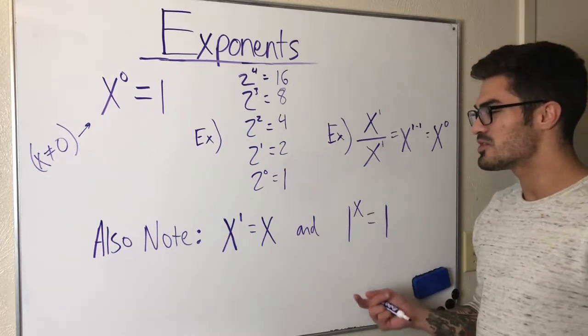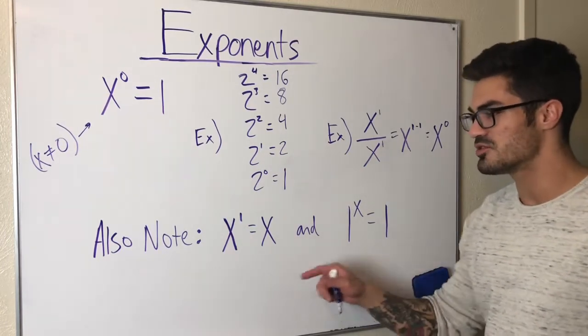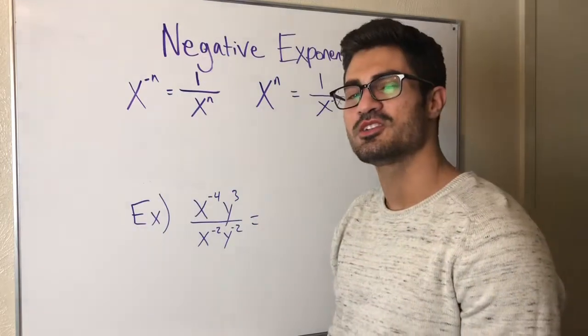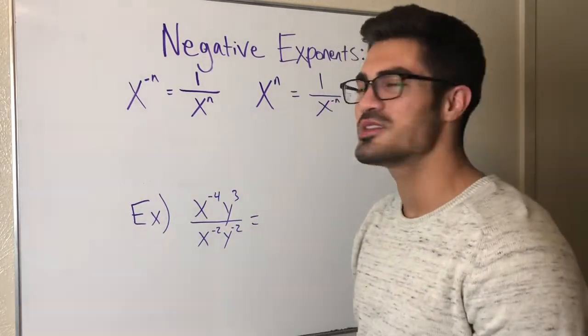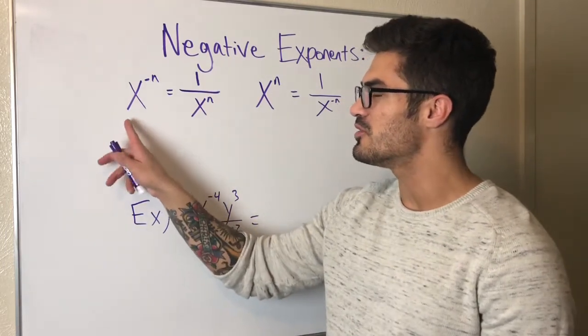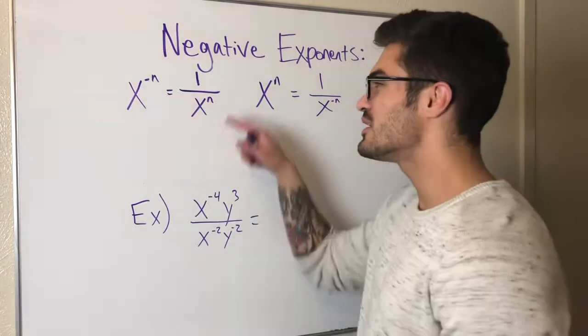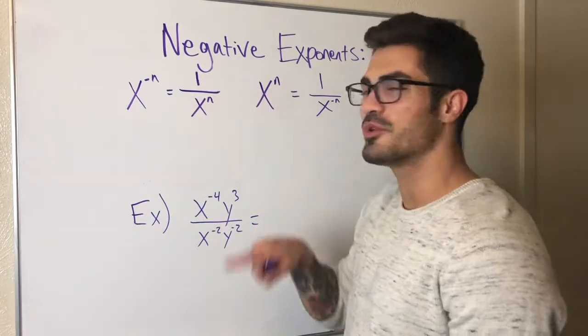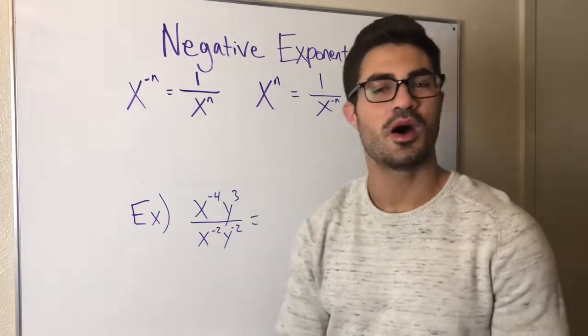So let's quickly note these two things are true as well. All right, now we're going to talk about negative exponents. Our laws that have to do with negative exponents tell us that if we have some number raised to a negative power, we can take the reciprocal of that number and make that power positive.